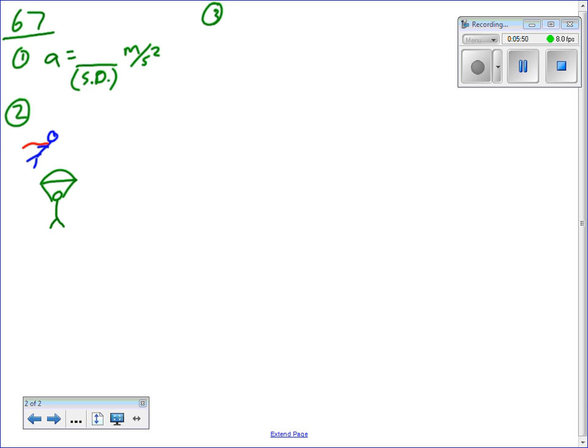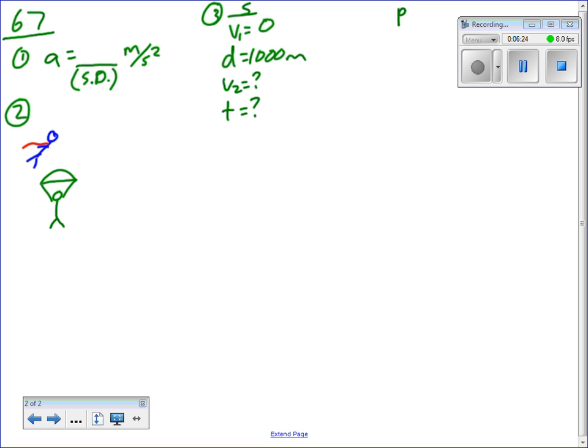Now, Superwoman starts with a velocity of 0. Let's put an S up here to identify that as Superwoman's information. She starts with a velocity of 0. She goes a total distance of 1,000 meters, because that's where she starts from. We don't know her V2. We don't know her time. And we don't know her acceleration. In fact, that's what we're trying to solve for. So let's just take that one out.